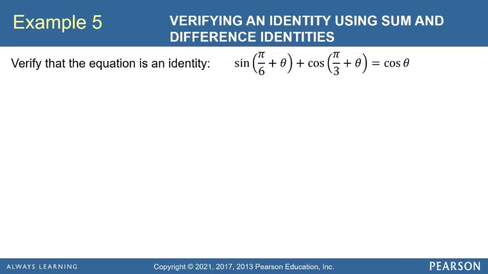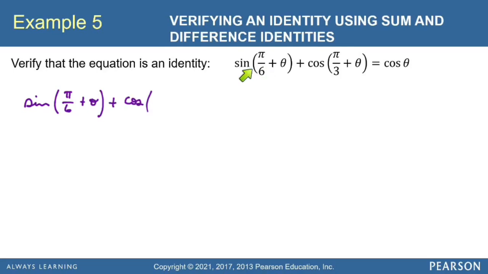Now let's look at a couple of proofs together. So here's example 5, and it says verify that the equation is an identity. We have the sine of pi over 6 plus theta plus the cosine of pi over 3 plus theta equals cosine of theta. And we know that our strategy on a proof like this is to always start working with the more complicated side of the equation.